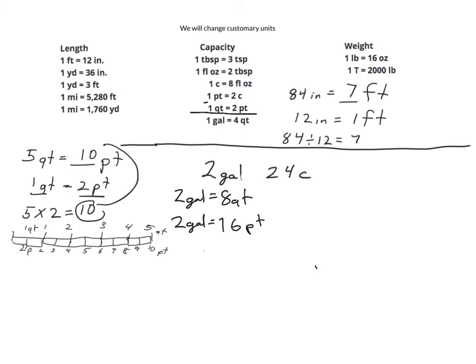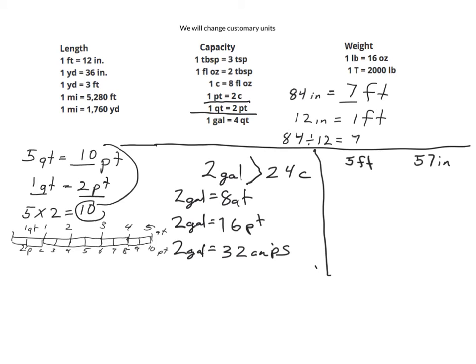Now I know 1 pint equals 2 cups. So 16 pints, we're going to have to think 16 times 2. That's going to be 32 cups. So 2 gallons equals 32 cups. And 32 cups is greater than 24 cups. So 2 gallons is greater than 24 cups.